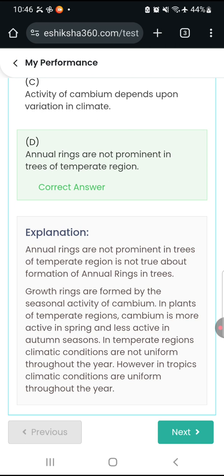Growth rings are formed by the seasonal activity of cambium in plants of temperate regions. Cambium is more active in spring and less active in autumn. In temperate regions, climatic conditions are not uniform throughout the year. However, in tropics, climatic conditions are uniform throughout the year.